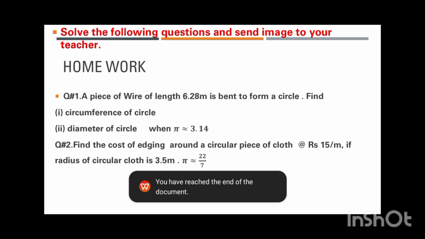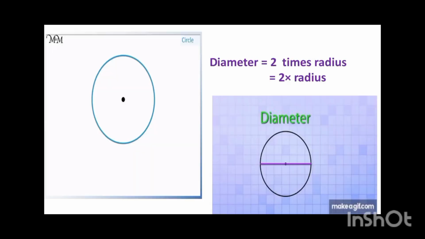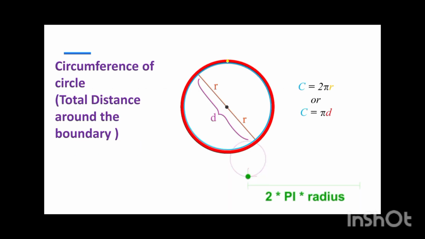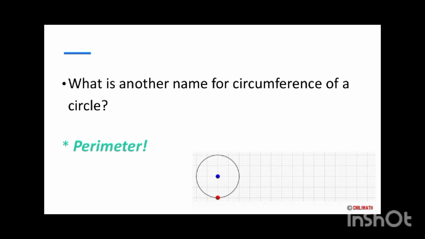So diameter is equal to 2 times radius, meaning 2 multiplied by radius gives us the diameter, and circumference is the total distance around the boundary of a circle. So circumference is equal to 2 pi r, or circumference is equal to pi d. Now 2r means d, so that's 2 pi radius. This is radius and this is radius, that makes 1 diameter. So 2 radii make 1 diameter.